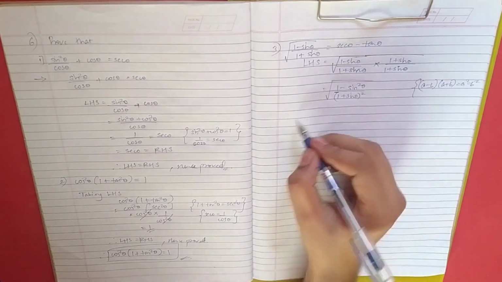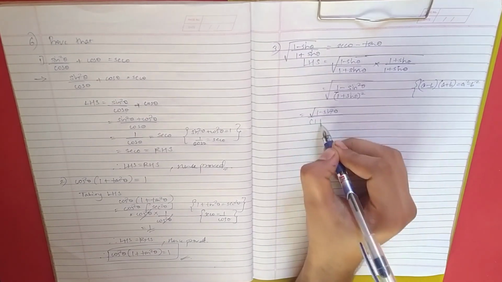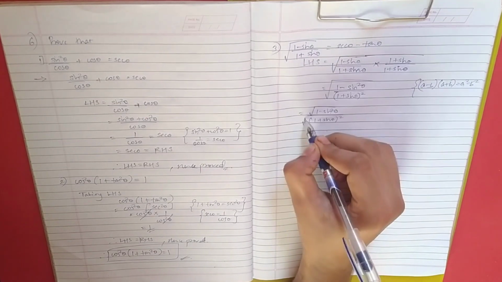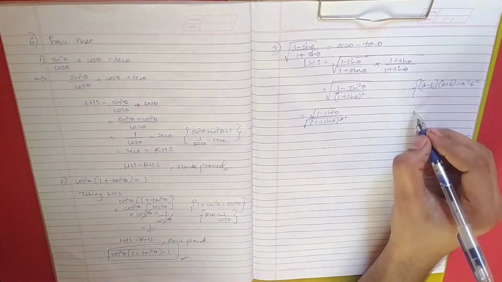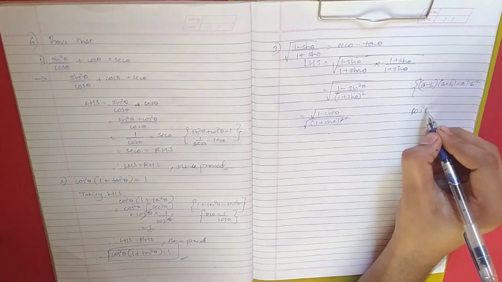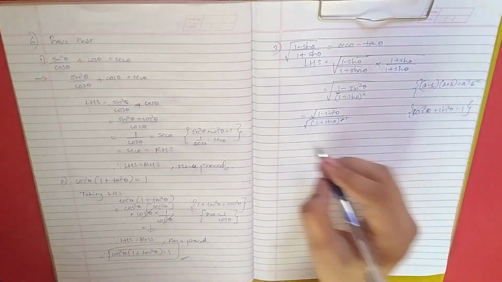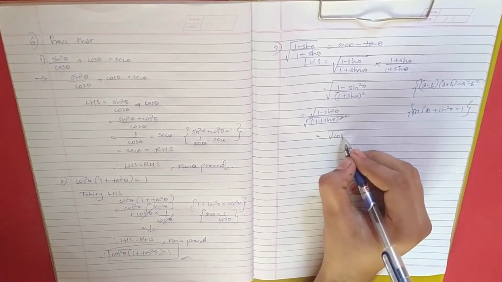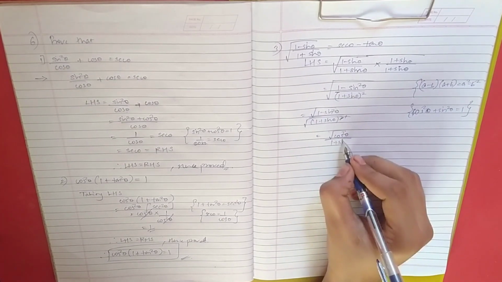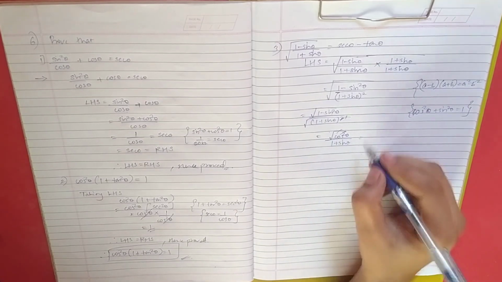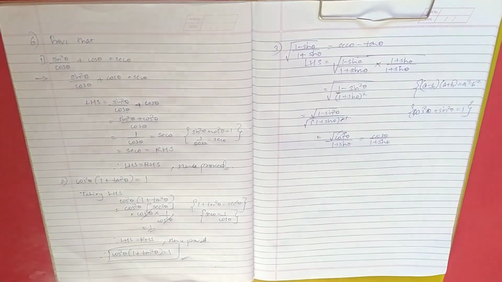Now this can be written as under root 1 minus sin square theta upon 1 plus sin theta the whole square, into under root. Now this square and square root get cancelled, and cos square theta plus sin square theta equals 1, the identity formula. So this will be under root cos square theta upon 1 plus sin theta. This square gets cancelled, therefore cos theta upon 1 plus sin theta.